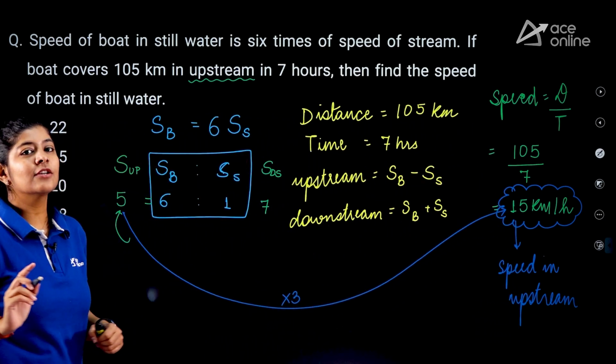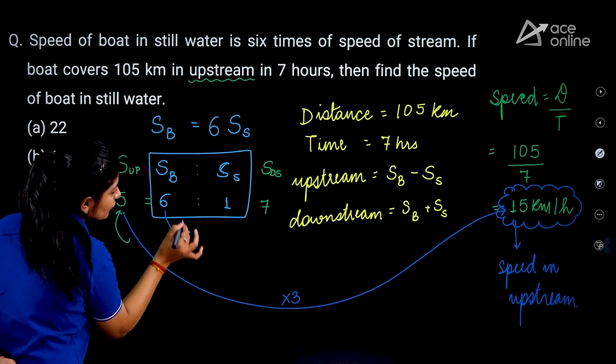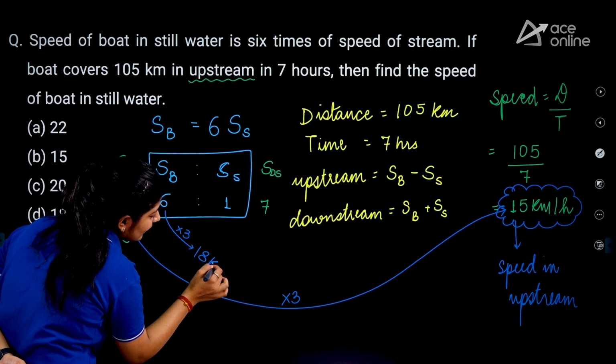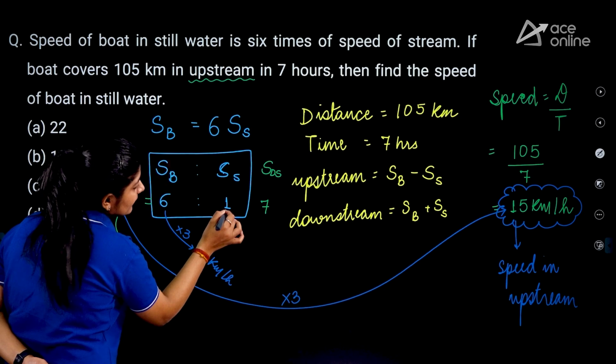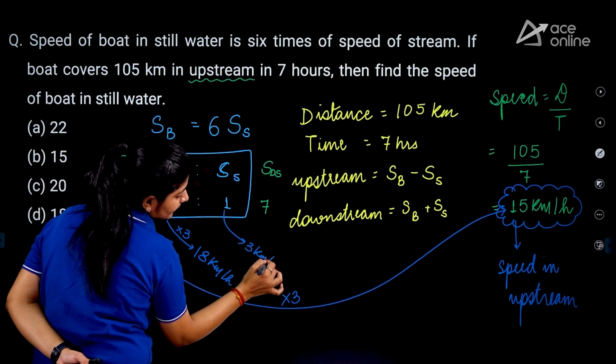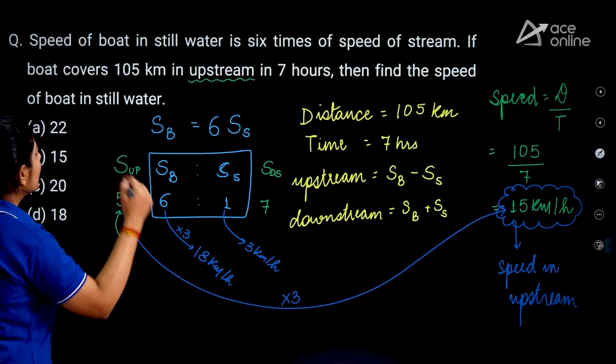So it is present on the multiple of 3. So if it is present on the multiple of 3, we can easily identify the individual value also. So the speed of boat in the still water is nothing but 18 kilometers per hour. And the speed of stream is nothing but 3 kilometers per hour. So basically we only have to find out the speed of boat in the still water.